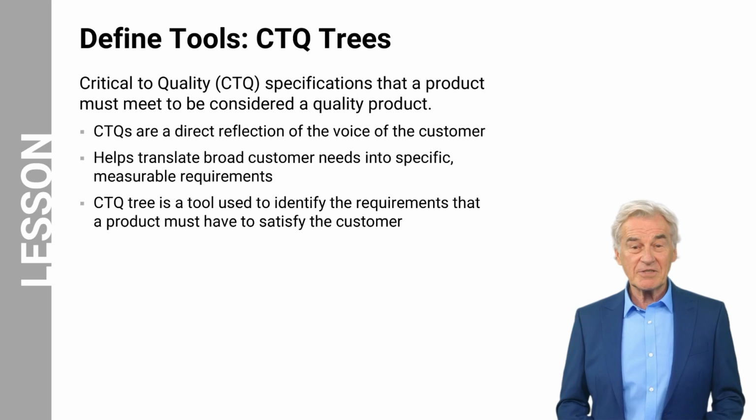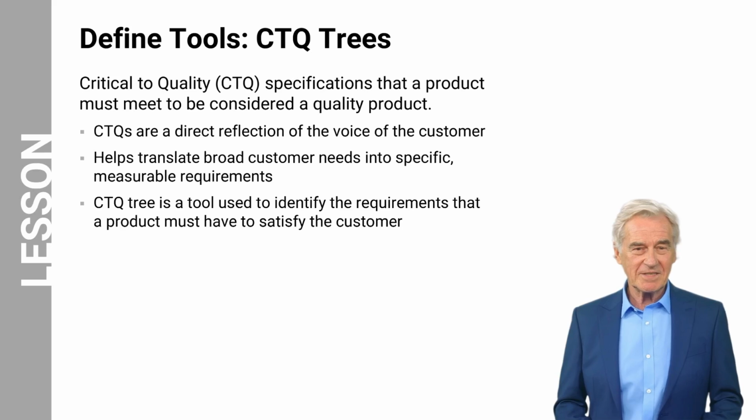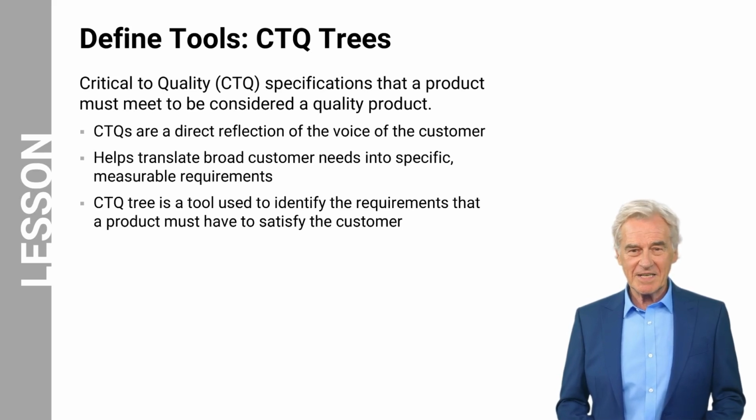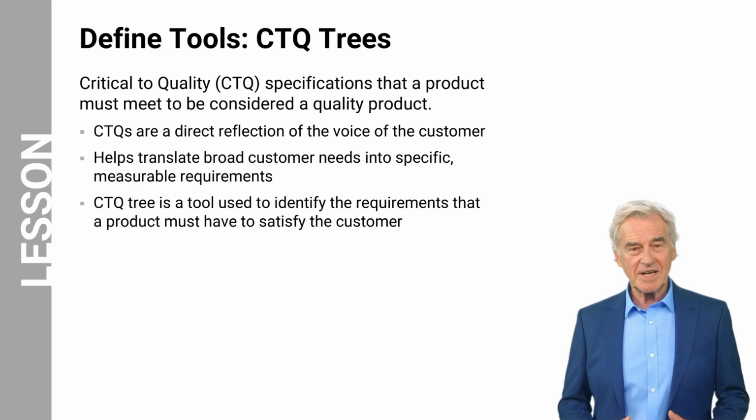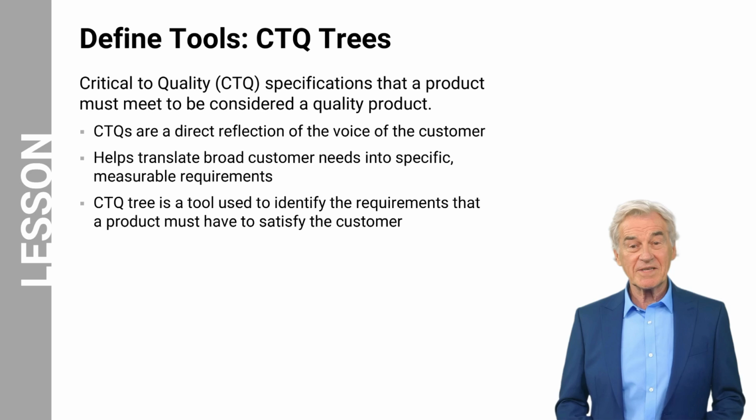The final tool used in the define step are called critical to quality trees, or CTQs. CTQs are the specifications that a product must meet to be considered a quality product. CTQs are usually a direct reflection of the voice of the customer and their needs. A critical to quality tree is a tool used to identify the requirements that a product must have in order to satisfy the customer. A CTQ tree is an effective way for the team to identify the customer, identify their needs, and ensure that the project is considering the voice of the customer.